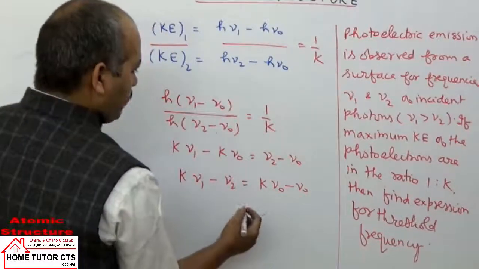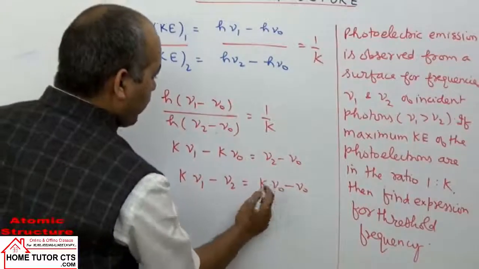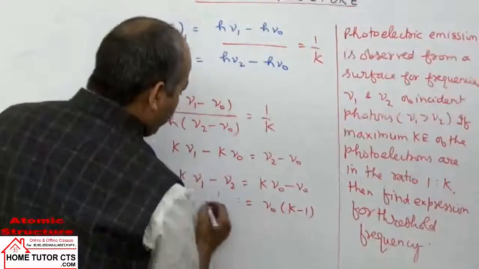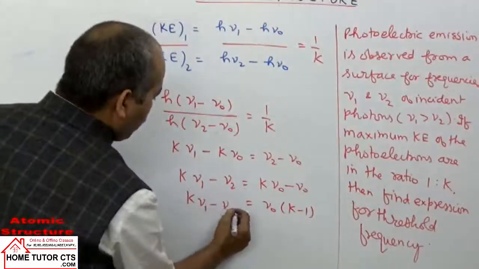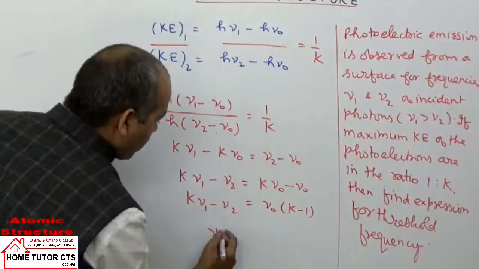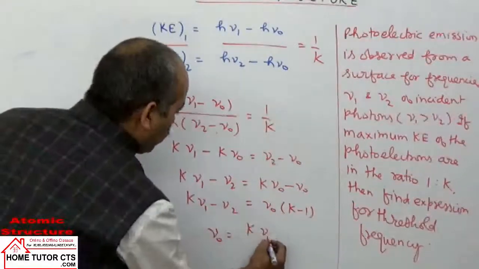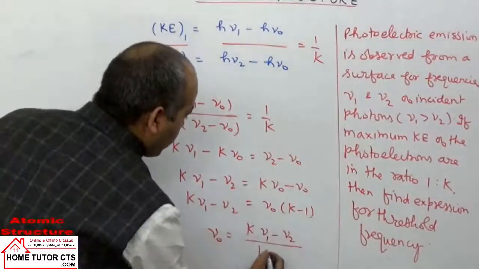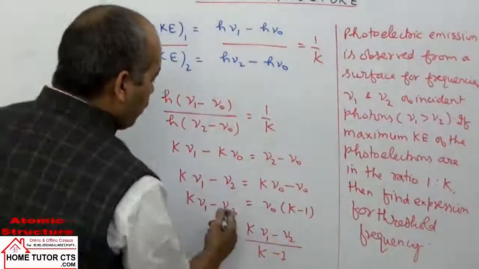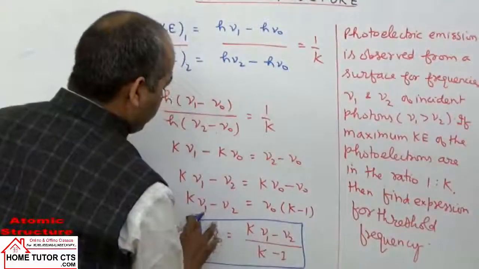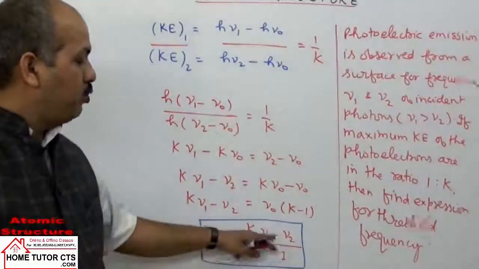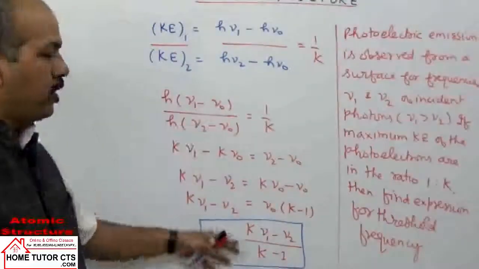This expression can be further solved. We can take nu naught common: k minus 1 times nu naught equals k nu1 minus nu2. So what is the threshold frequency nu naught? It is k nu1 minus nu2 divided by k minus 1. That becomes the expression for the threshold frequency in terms of nu1, nu2 and k. Okay, that is your answer to this question.